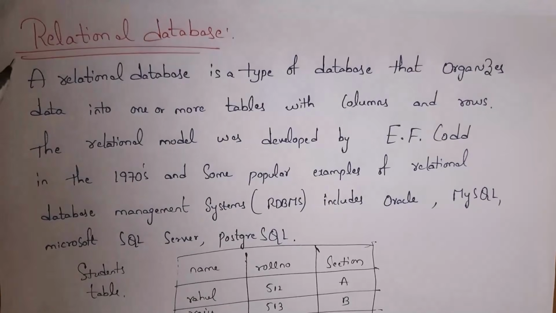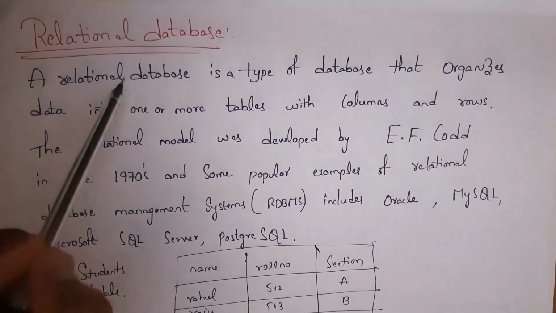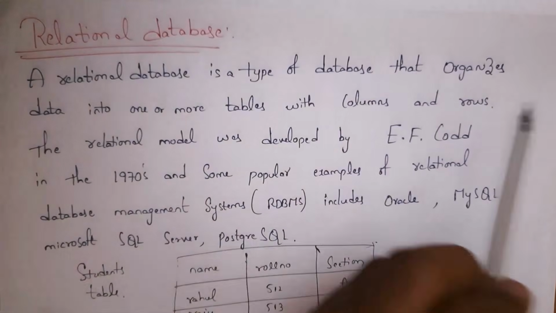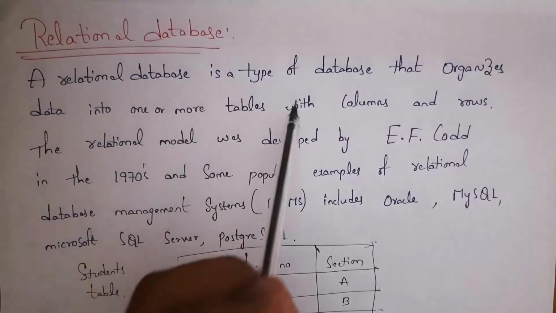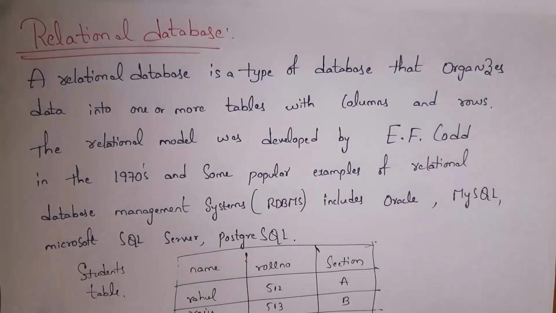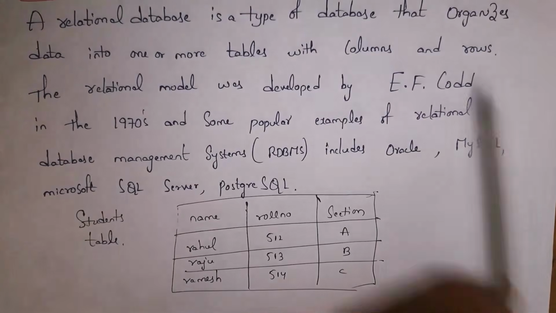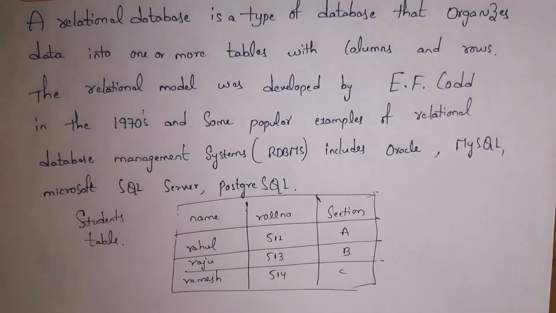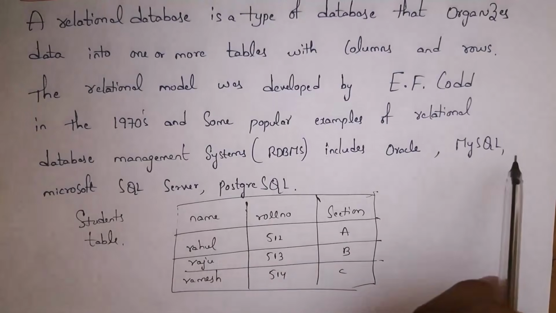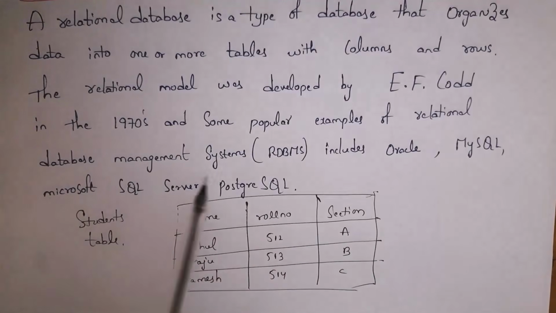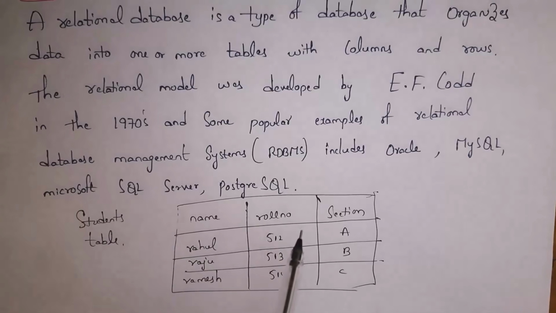Next I will explain what a relational database is. A relational database is a type of database that organizes data into one or more tables with columns and rows. Data which is stored in the form of tables is known as a relational database. In this example, we are organizing data in the form of a table, so we call it a relational database. And this relational model was developed by E.F. Codd in the 1970s. Some examples of relational database management system software are Oracle, MySQL, Microsoft SQL Server and PostgreSQL. All these are examples of relational database management system software.